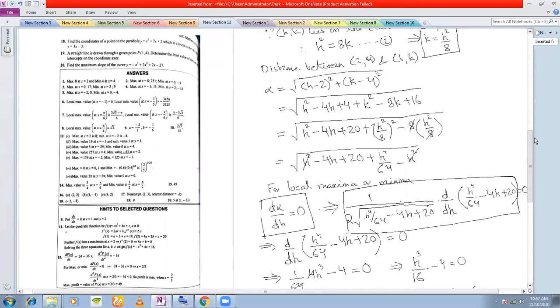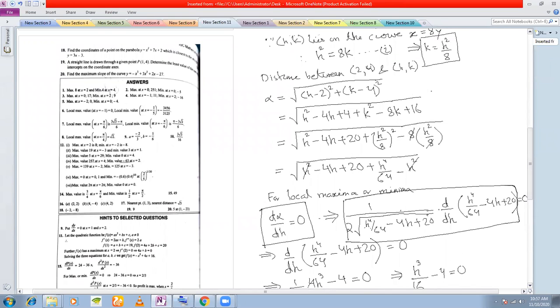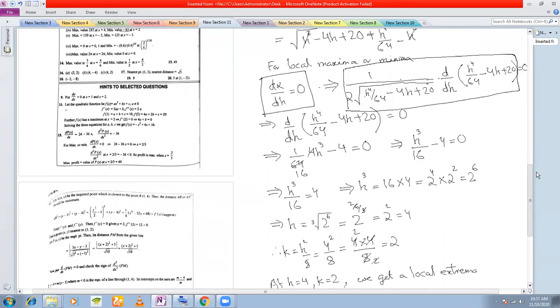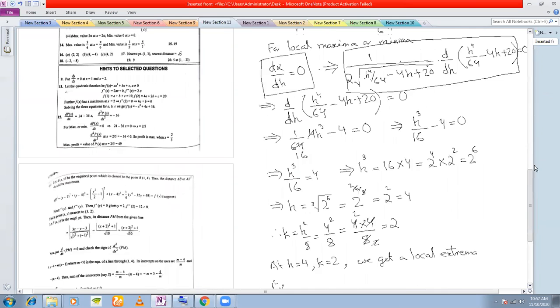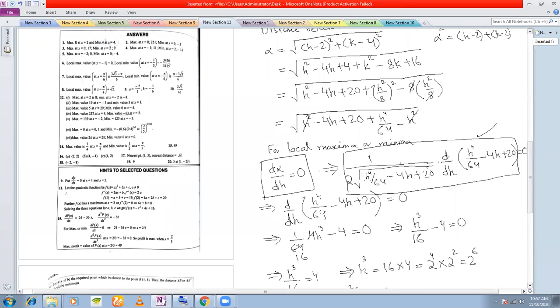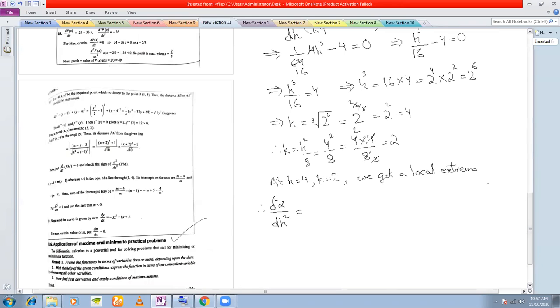If you remember yesterday, I was saying that instead of differentiating alpha, you can write this as alpha square is equal to h minus 2 whole square plus k minus 2 whole square, right? Then maximization or minimization of alpha square means maximization or minimization of alpha also, right? So therefore, d2 alpha dh2 is very difficult to calculate from here. Okay. So what you do is you can skip the second derivative here.